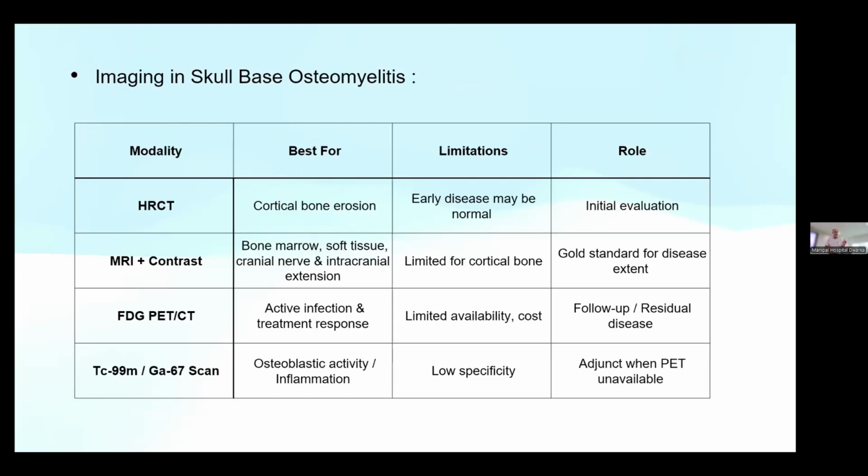Now the role of imaging. CT is important to see the bone destruction. MRI for soft tissues, for nerves, for intracranial spread. FDG PET CT for active infection, more for monitoring the response to treatment. Where PET is not possible, frequently technetium scans, gallium scans. Though they have low specificity, they are useful, much cheaper than a PET.